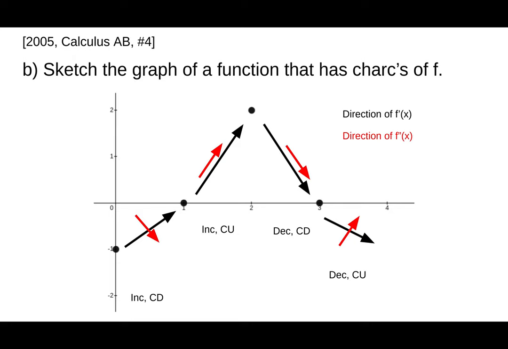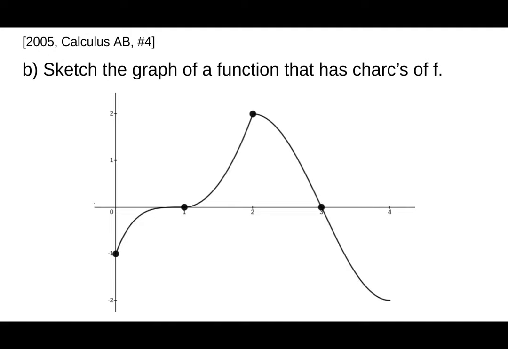So taking this information, along with the fact that the derivative of f doesn't actually exist at x equals 2, we don't want there to be a smooth curve at x equals 2. So if we take this information and try to turn it into a function, we should get a function that looks kind of like this.